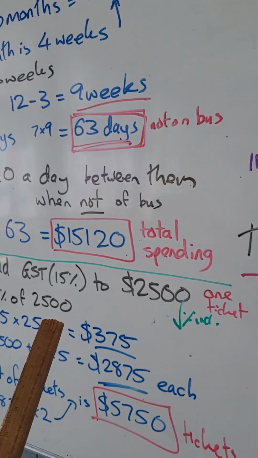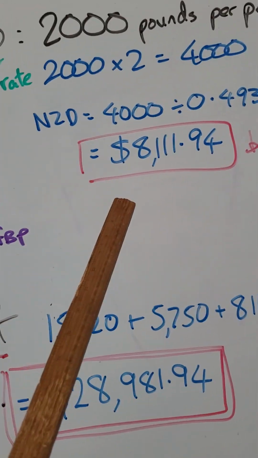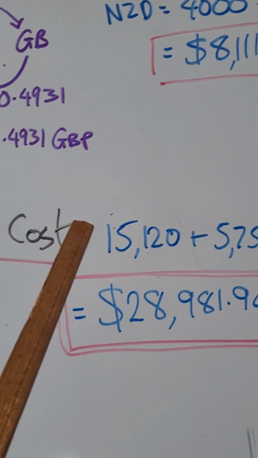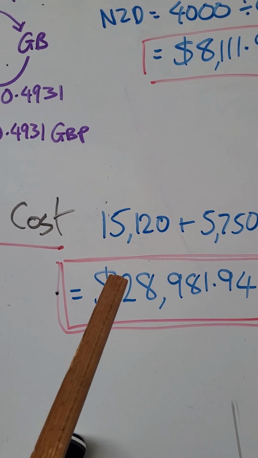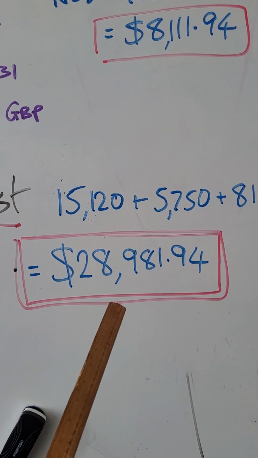Cool. Now we have the spending, the tickets, and the bus trip. That's all they're spending their money on. So total cost is that plus that plus that. Those three things added together. So it's going to be that.